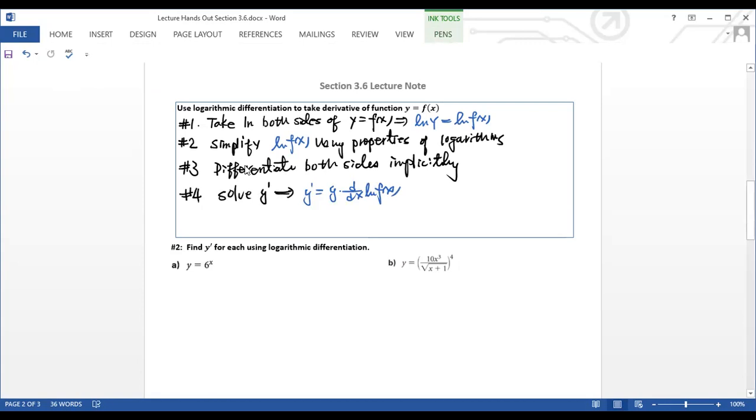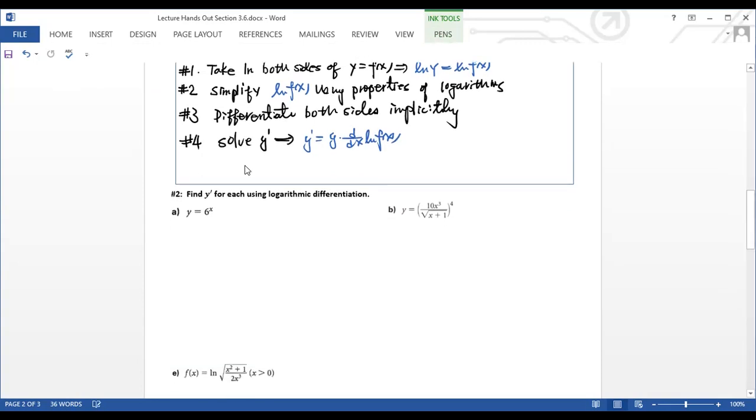Okay, so first one is y equal to 6 to the x. Of course, you can say, hey, I just use the formula you told me from the previous lecture. That's fine, okay? But how about if you say, I don't remember how to do that, right? So what you can do, okay, let's do step number 1. We say, let's take the natural log of both sides. So I have natural log y is equal to the natural log 6 to the x, correct? Okay, and then the second step here is to try to simplify it.